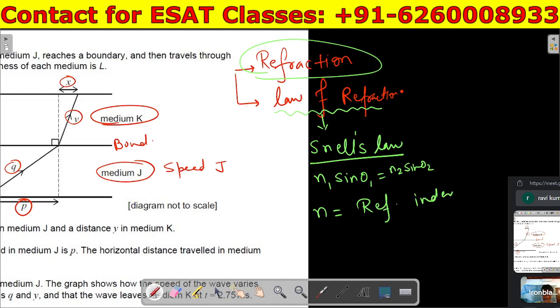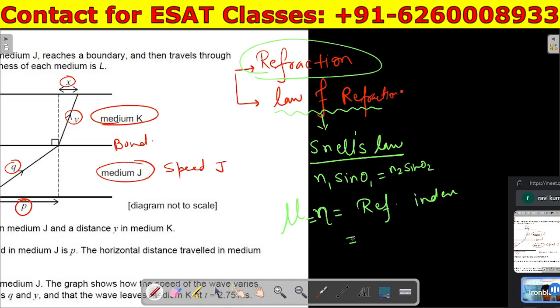Now, do you know what the refractive index is? It means how the refractive index is related with the speed of the wave. This refractive index is also indicated by mu sometimes. In some books, it can be represented by mu also. In some books, it is represented by eta also, or n we write it, right? So, do you know the relation between the refractive index and the speed of the wave?